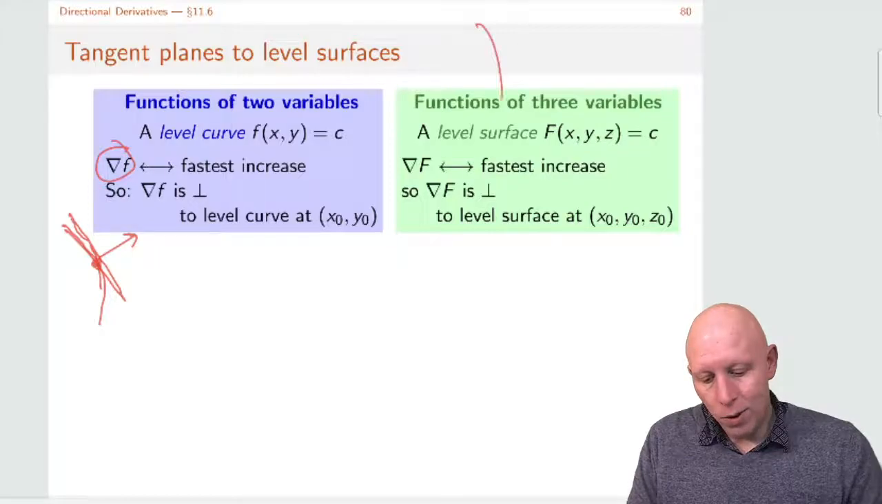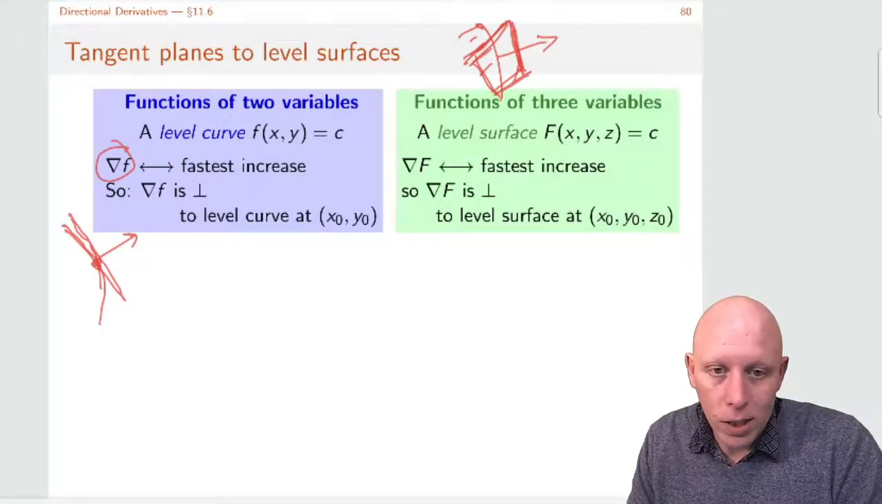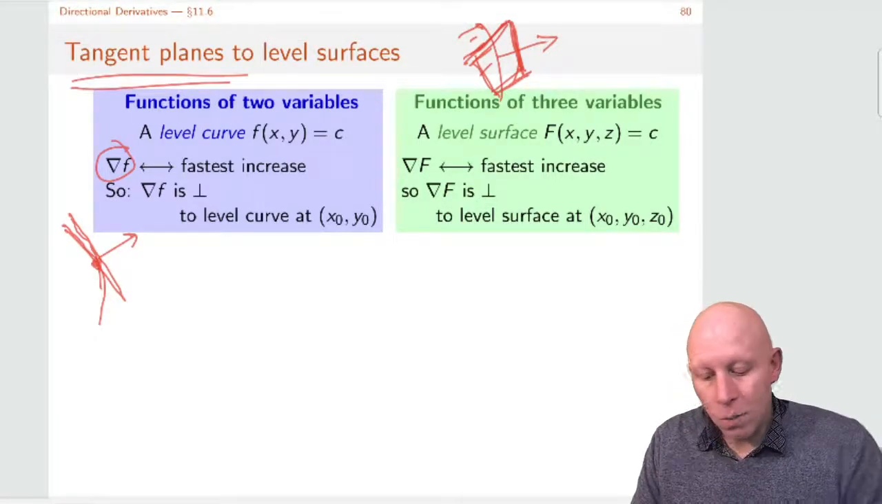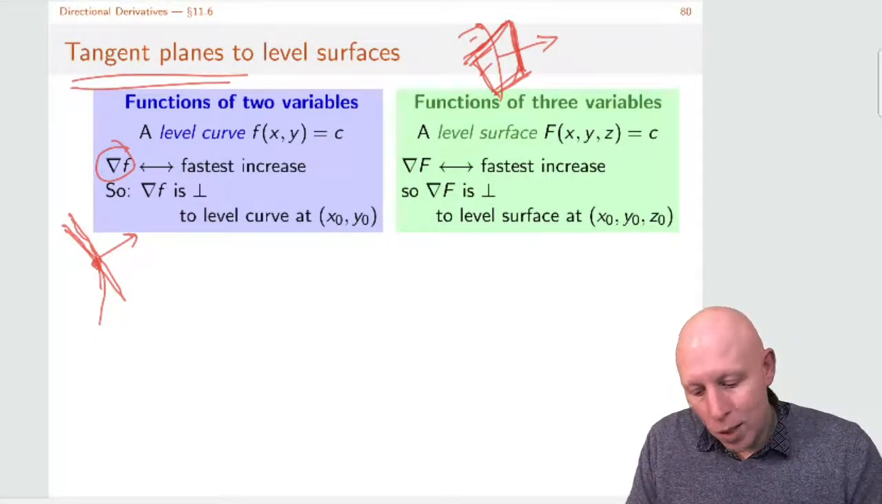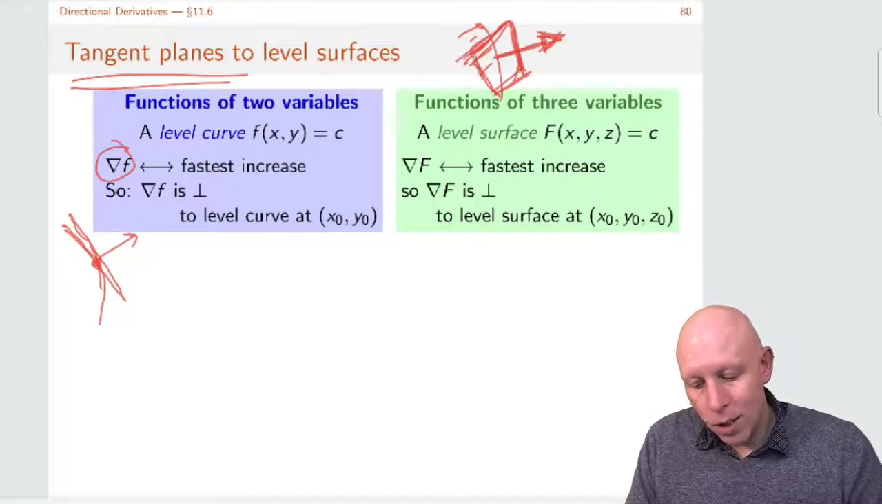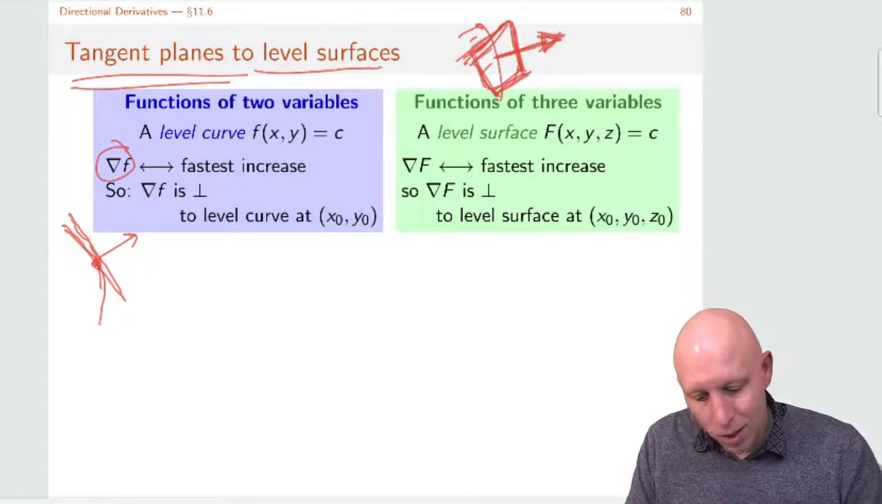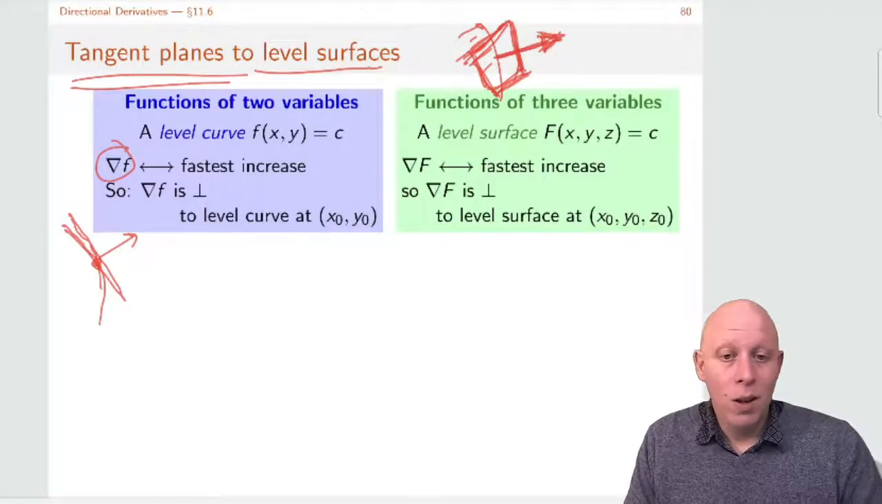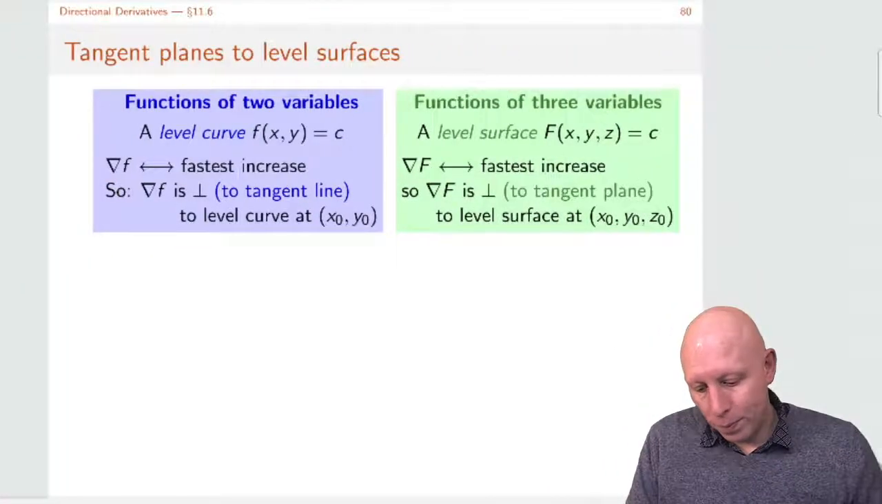Similarly, if we have a level surface, this vector is not just perpendicular to the surface, it's perpendicular to the tangent plane to the level surface. So up until this point, we didn't have a formula for the tangent plane to a level surface, but we can use this because now we have the normal vector. The normal vector to this tangent plane to the level surface is the gradient vector. So we can use that to come up with a formula.